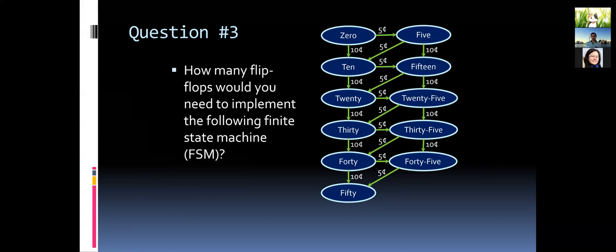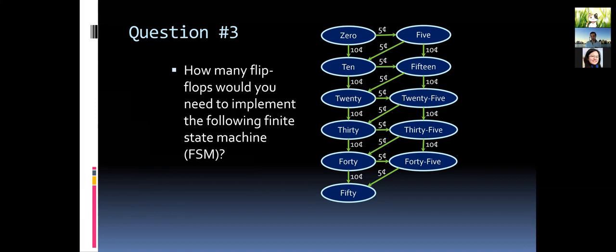Okay, so you can think about it offline. Let's try to revise some material related to finite state machines. Remember, in finite state machines, there are states and transitions. So the question here is, how many flip-flops would you need to implement the following finite state machines?